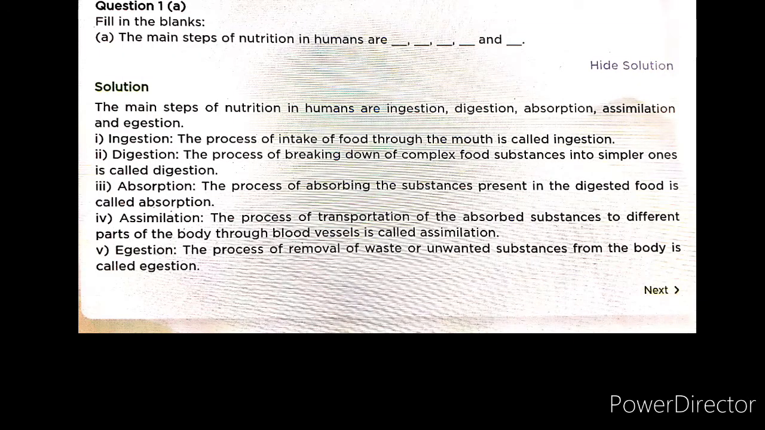In this video, we are going to talk about Chapter 2, Nutrition in Animals, Class 7th Exercise. So, first question is fill in the blanks. A. The main steps of nutrition in humans are dash, dash, dash, dash, and dash. Solution. The main steps of nutrition in humans are ingestion, digestion, absorption, assimilation.